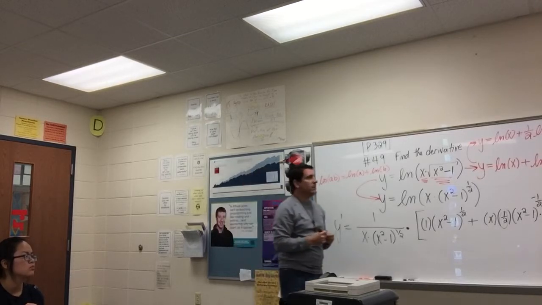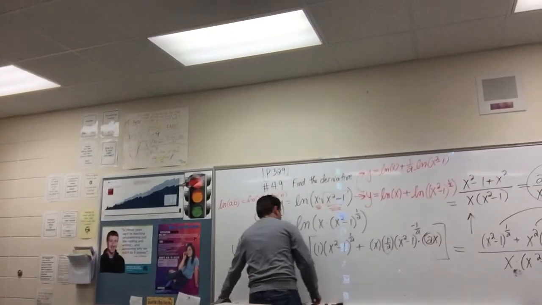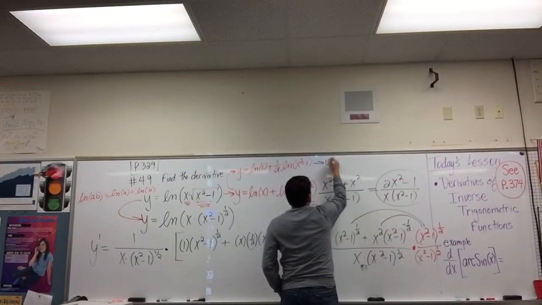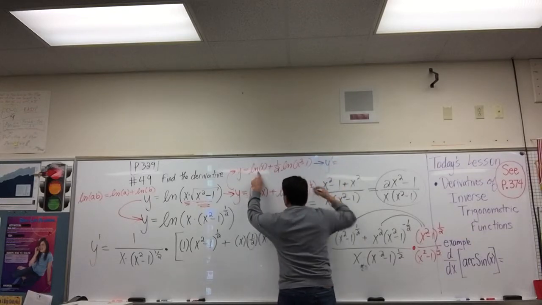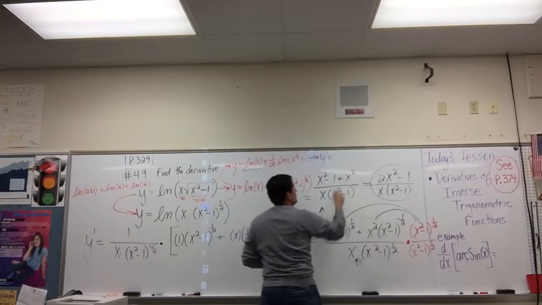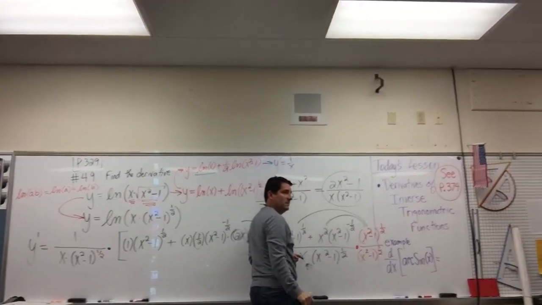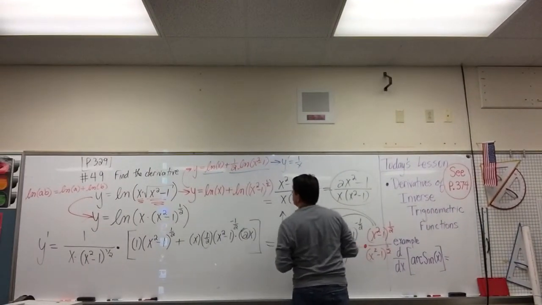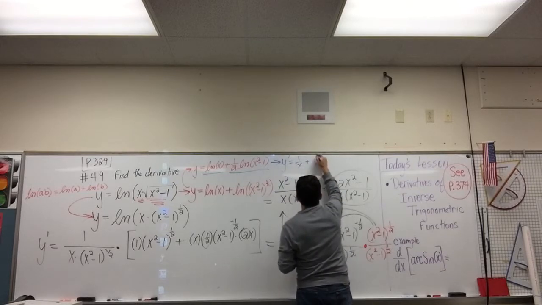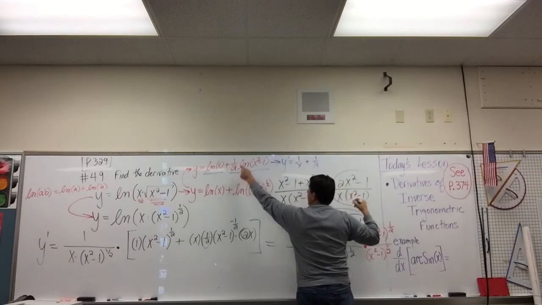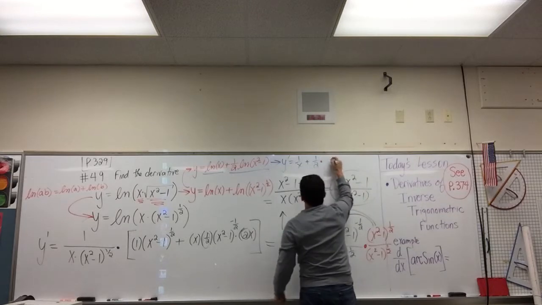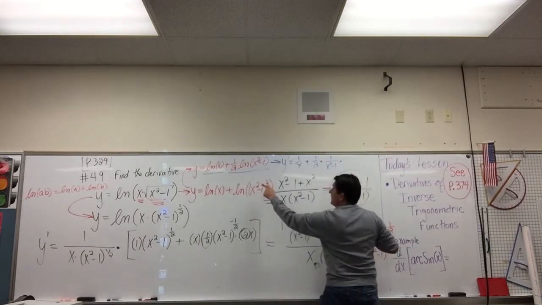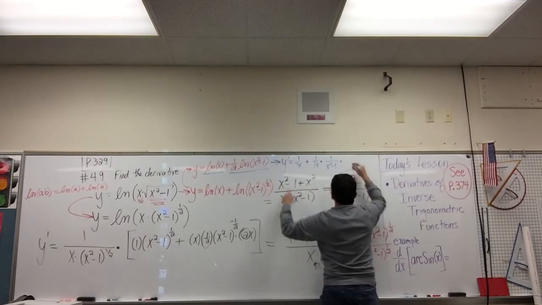Now I'm going to take the derivative. So y prime is equal to, what's the derivative of the natural log of x? 1 over x. What's the derivative of 1/2 natural log of x squared minus 1? Well, the 1/2 is a constant multiplied by 1 over x squared minus 1 multiplied by 2x.